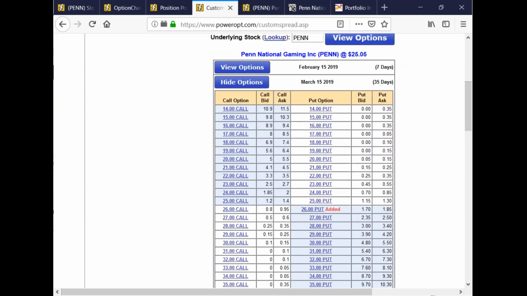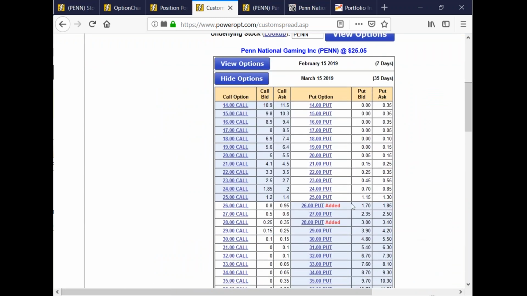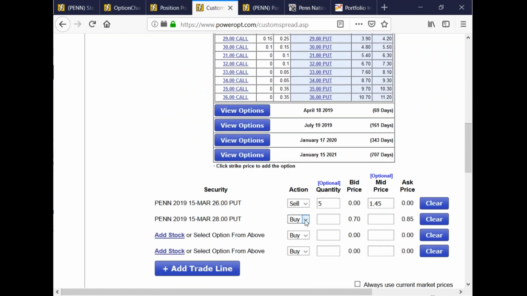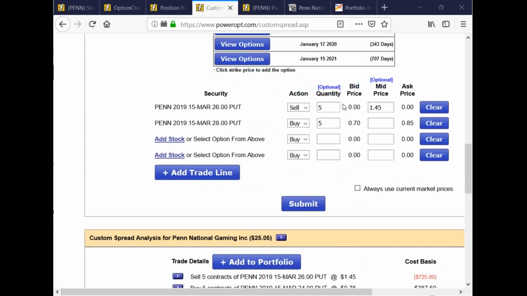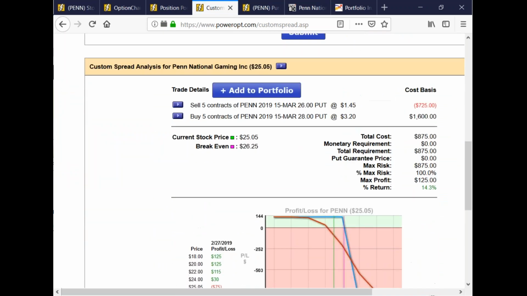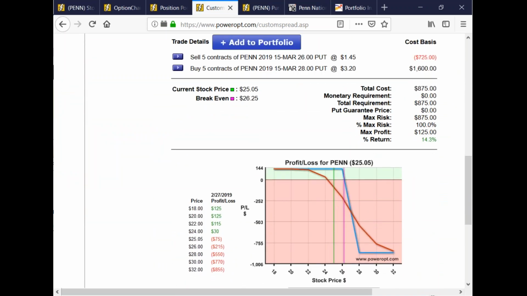Now that it's fallen, if possible, if I could buy a 28 put, remember I took in about 145 here, I'm going to pay about 320. Well, it's going to be close, but I'm going to buy 5 here. Okay, and in this case, what did I do? Well, the opposite of what we started with, the bull call debit. I've now created a bear put debit spread, in the direction the stock is moving.